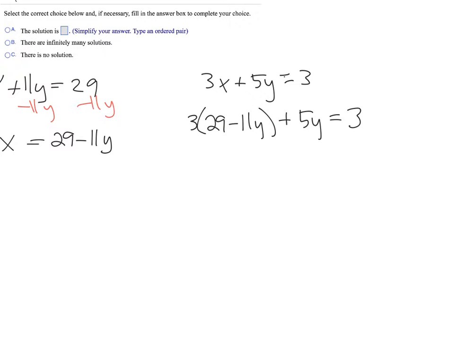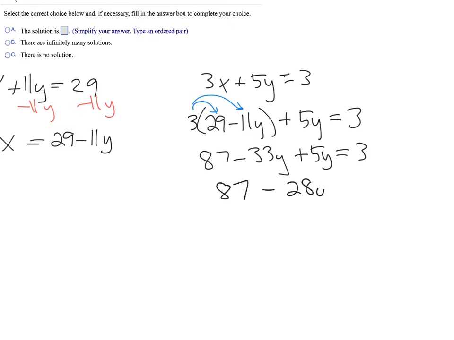Now we're going to focus on this equation for a little bit and solve it. We've got the distributive property here, so that's going to be 3 times 29 and 3 times negative 11. So this becomes 87 minus 33y plus 5y equals 3. We see some like terms here, so that becomes 87 minus 28y equals 3.